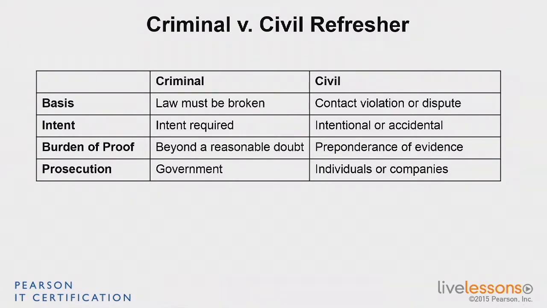Civil, the basis is a contract violation or a dispute between parties. The intent could be intentional, could be accidental. The burden of proof is lower. The burden of proof is preponderance of evidence, and prosecution is between individuals and companies, or individuals and individuals, or companies and companies. But it's not by the government. So that's our criminal and our civil.